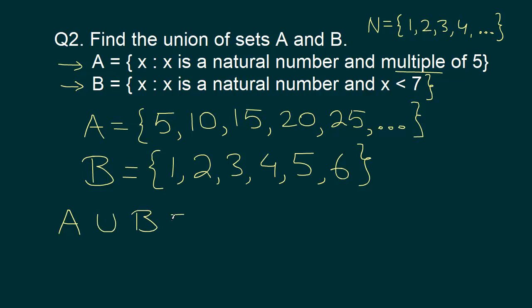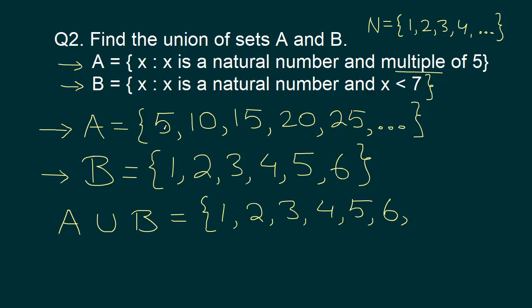So A union B will contain all elements from set A and all elements from set B. Now we notice that set A is an infinite set because it has infinite elements. But set B is a finite set. So we start with set B first. So let's write all elements of set B. So we write 1, 2, 3, 4, 5, 6.